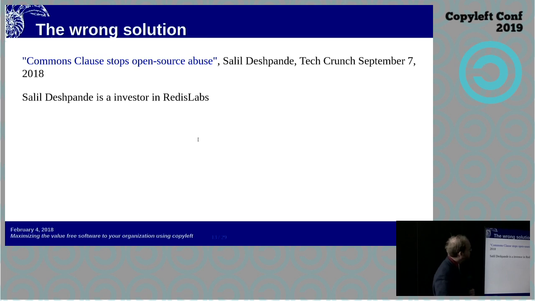So what I think that they've come up with here is the wrong solution to the wrong problems. One of the investors in Redis Labs had an article in TechCrunch entitled, Common Clause Stops Open Source Abuse. Which I think is weird, that we're using proprietary software to stop open source abuse, because what they're basically saying is they don't want people to use open source the way open source is intended to be used, which is to freely distribute it and let other people use it.